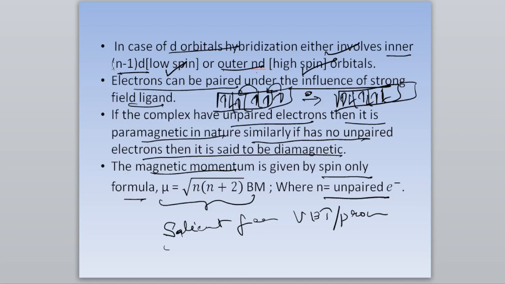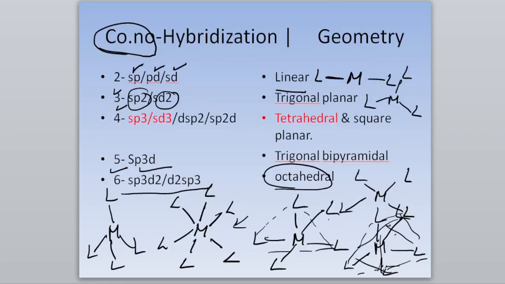And in case of d orbitals hybridization, either it involves inner or outer d orbitals. So electrons can be paired under the influence of a strong field ligand. If the complex has unpaired electrons, then it is paramagnetic in nature. The magnetic moment is given by the spin only formula. So this is all of the salient features. And in this slide we have discussed the coordination number with respect to their hybridization and geometry.